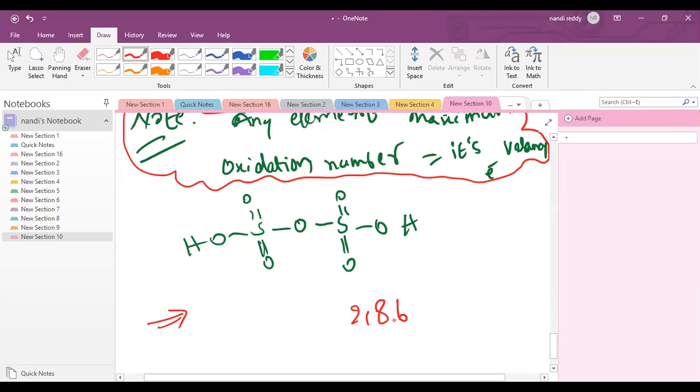Sulfur, what is the minimum oxidation number? It is group 16. How many electrons are required to reach the inert gas configuration? Only 2 electrons are required, so it can gain 2 electrons. So the minimum oxidation number is, how many can it gain? Maximum 2 electrons, so you will get 2 minus. This is the minimum oxidation number of sulfur.